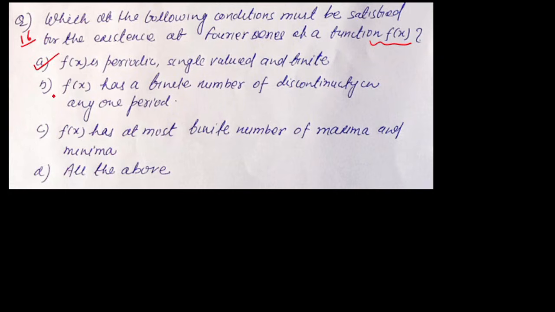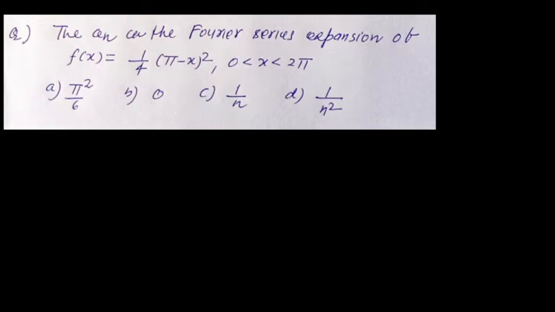It should be true. f of x has a finite number of discontinuities in any one period. That is also true. f of x has at most a finite number of maxima and minima. So this is also true. Since all three options are true, what is the most appropriate option? The most appropriate option is all the above. So this is actually Dirichlet's condition for the expansion of Fourier series.